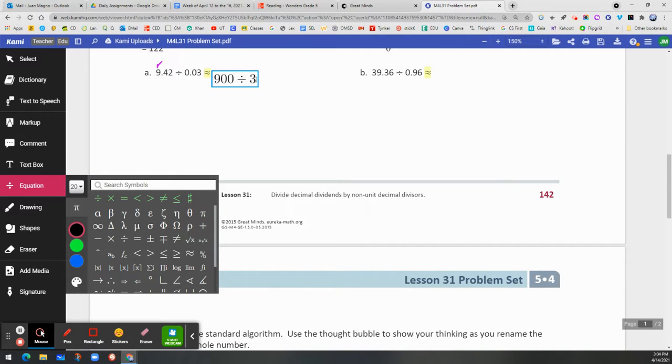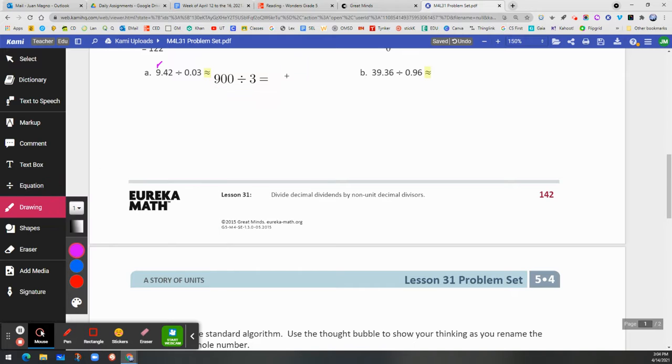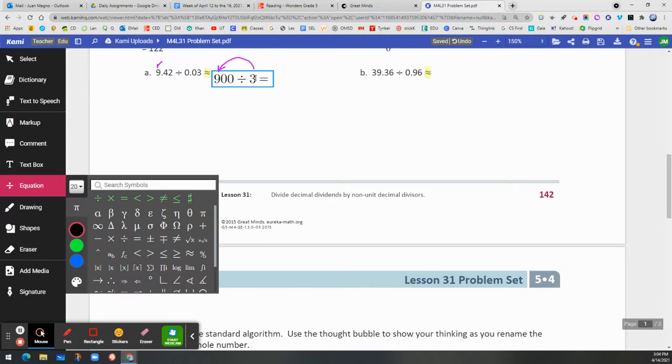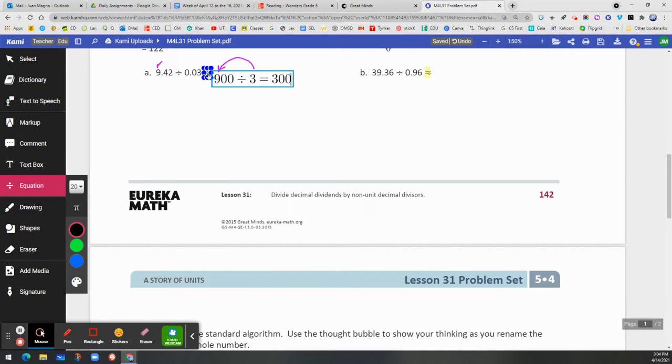So now look at it. We have our estimation. What will be 900 divided by 3? Well, you know that the 3 goes evenly inside the 9, right? So that's the first thing you do. What is the result of that small division? The answer is 3. And that is multiplied by 100, which is the 2 zeros there, and that's 300. So the estimation says that the answer to the actual division is going to be around 300.